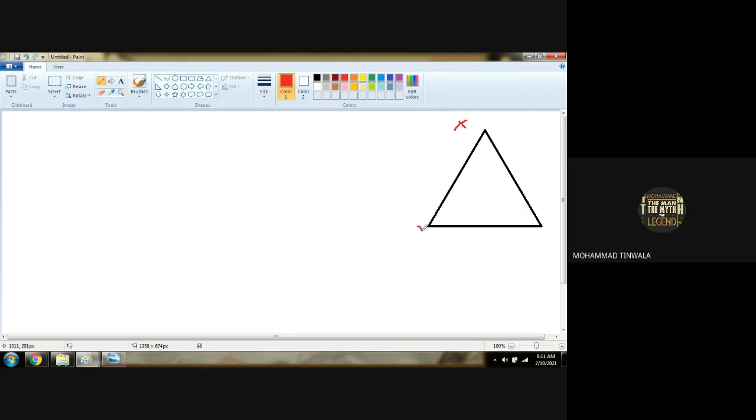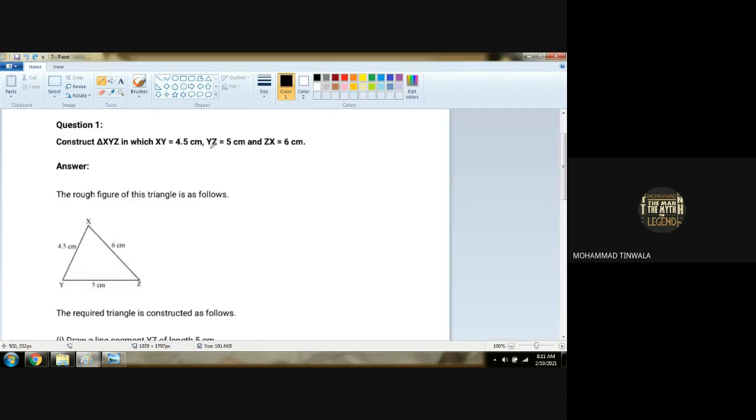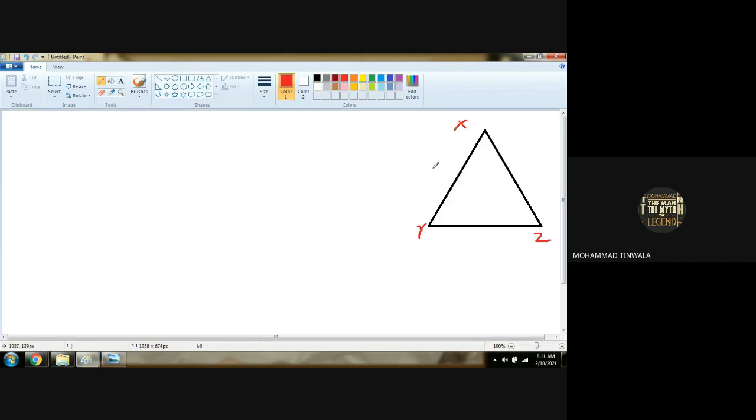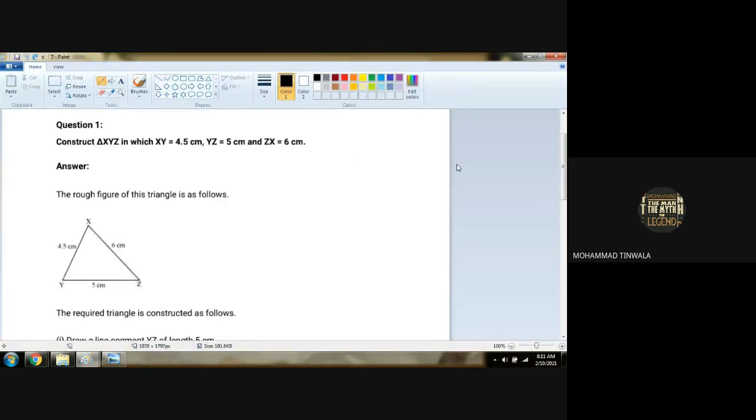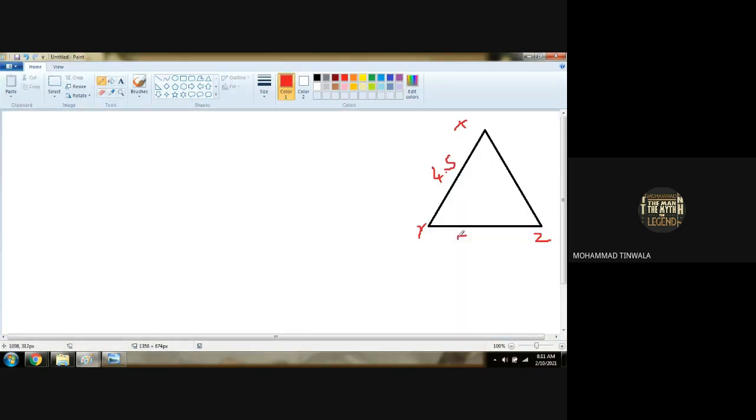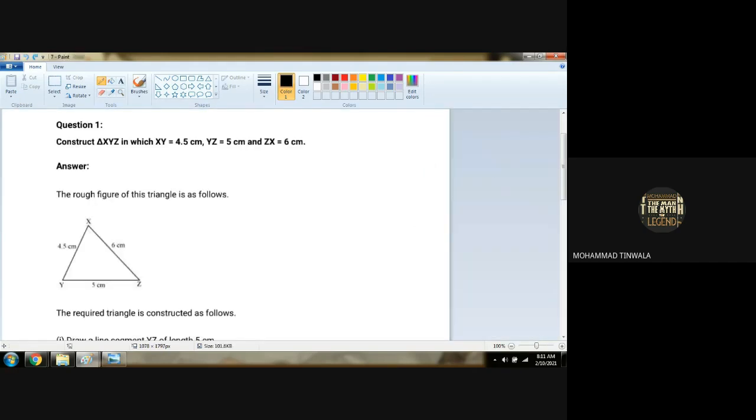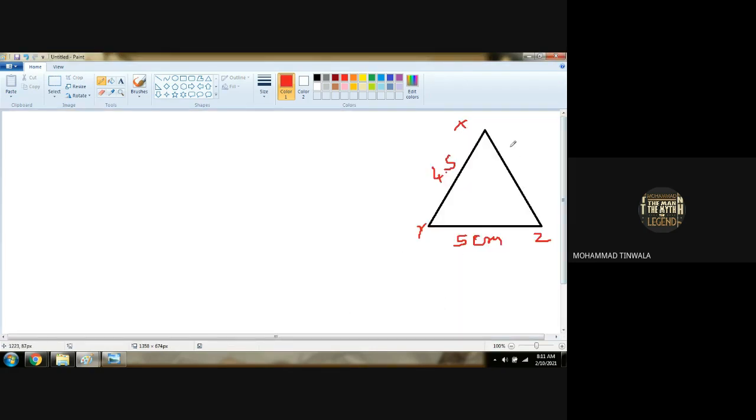X, Y and Z. A rough diagram is made. So XY was how much? XY was 4.5 centimeter. Right? Then YZ is 5. Then ZX is 6. We should make this rough diagram so that when we construct, it should come in this form. Is that clear? Yes.